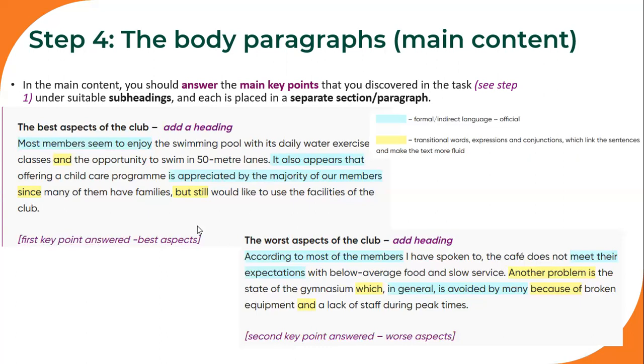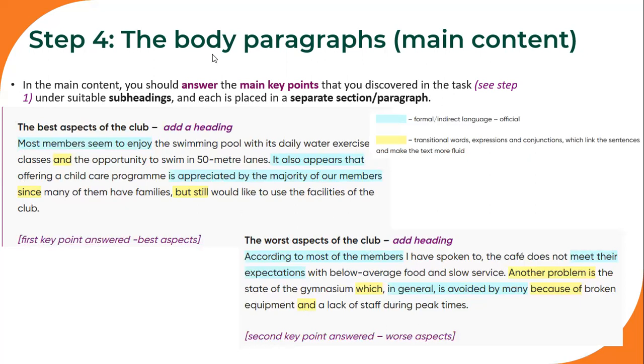All right. Okay, you can stop there. You answer the first key point, the best aspects, okay? The best aspects are daily exercise, the swimming pool, where they can swim 50-meter lanes, the childcare program, and well, those are the best points, the best aspects of the club. Then there's the worst aspects of the club, according to the members.